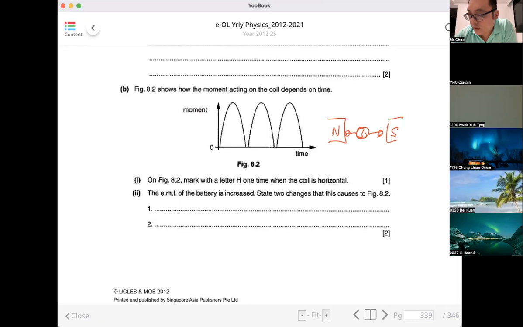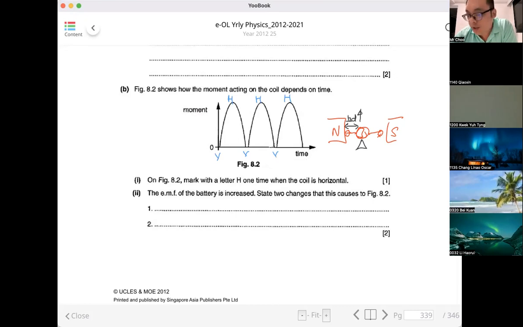First of all, when it's horizontal, do you remember just now you mentioned, this is the pivot. The perpendicular distance is the greatest. So your H will be at the highest point. Any of these points will be your horizontal point. When it's 0, it is your vertical point. Is that clear? That's for part B, part 1.